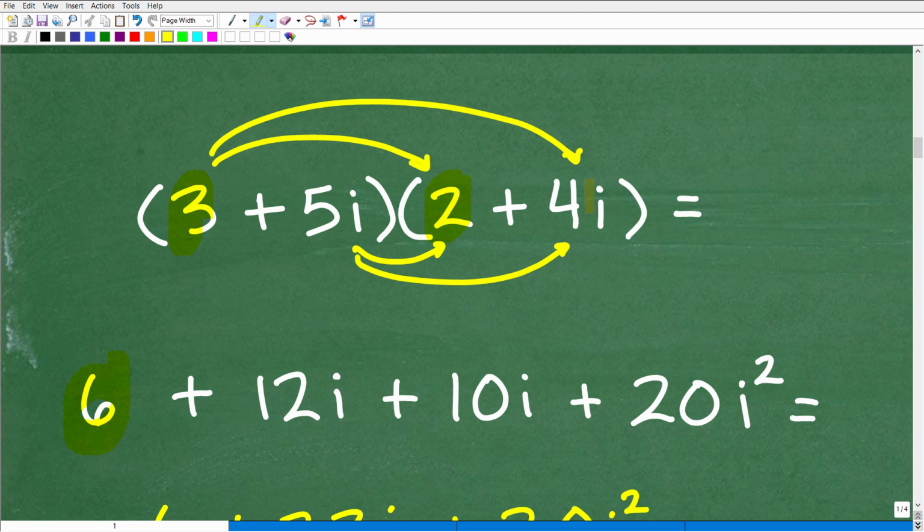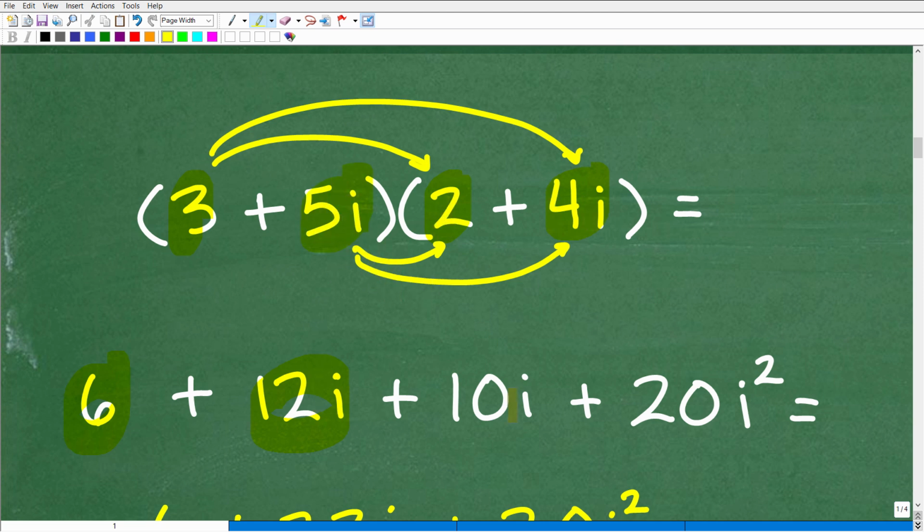Then we're going to take this 3 and multiply it by 4i. This is our outer, first outer, right? So 3 times 4i is 12i. So when you're multiplying this 3, just multiply by the coefficient. Just kind of treat that i almost like a variable. So that's 12i.